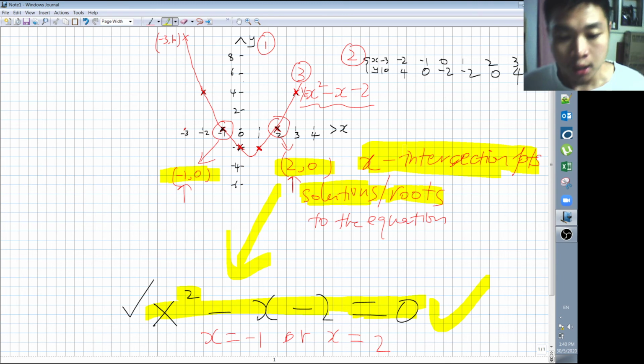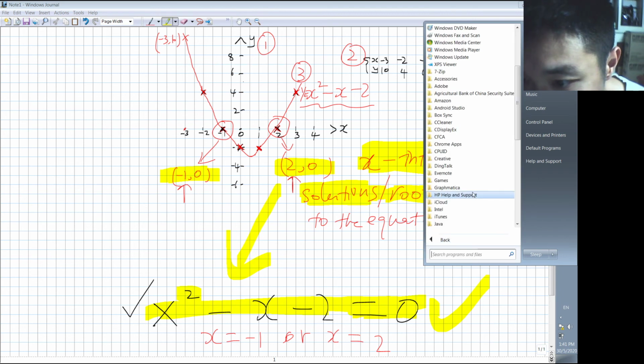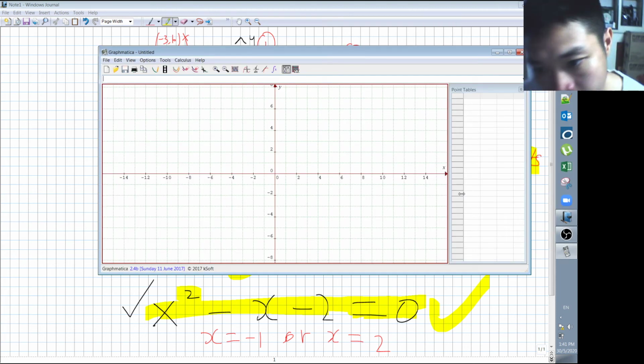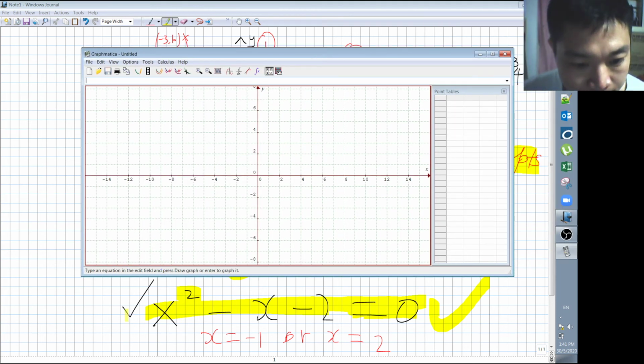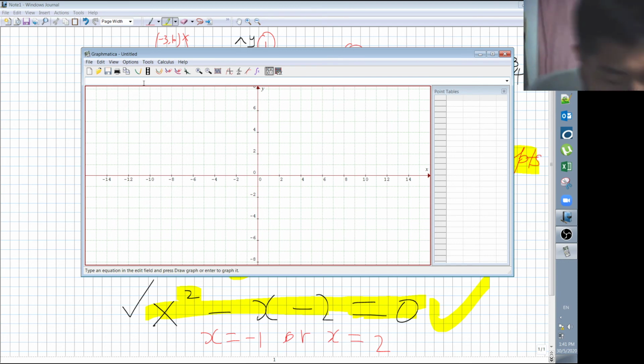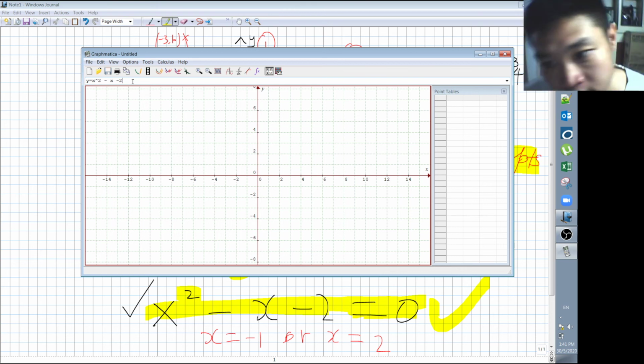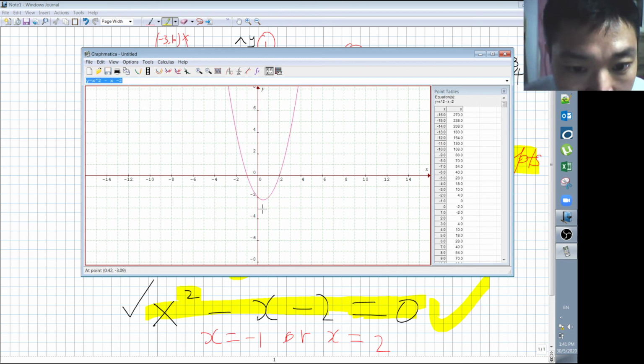Before I end this video, I would like to share with you a software which can help you. It's called Graphmatica, so you can make use of this to help you solve your quadratic equations more accurately. Let me key in the equation into it: y equals x to the power of 2 minus x minus 2. When you key in your x squared, please note you are supposed to use this. Now just press enter, and you will get this curve.